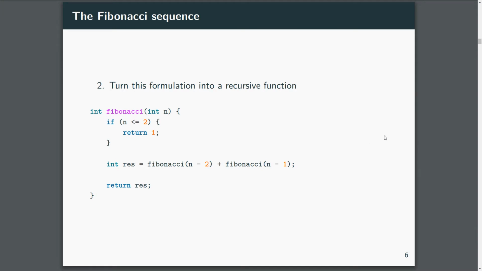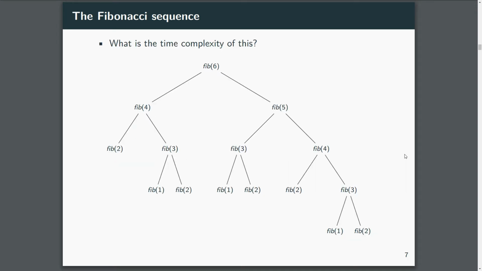So we turn the formulation into a recursive function. Here we have our base case, or base cases. If n is less than or equal to 2, we return 1. Otherwise, the result is the sum of the previous two Fibonacci numbers, and return it. Once we have this recursive function, we can add the memoization. But first, let's look at the time complexity if we don't memoize. So how does this grow if we always compute the same subproblem multiple times?